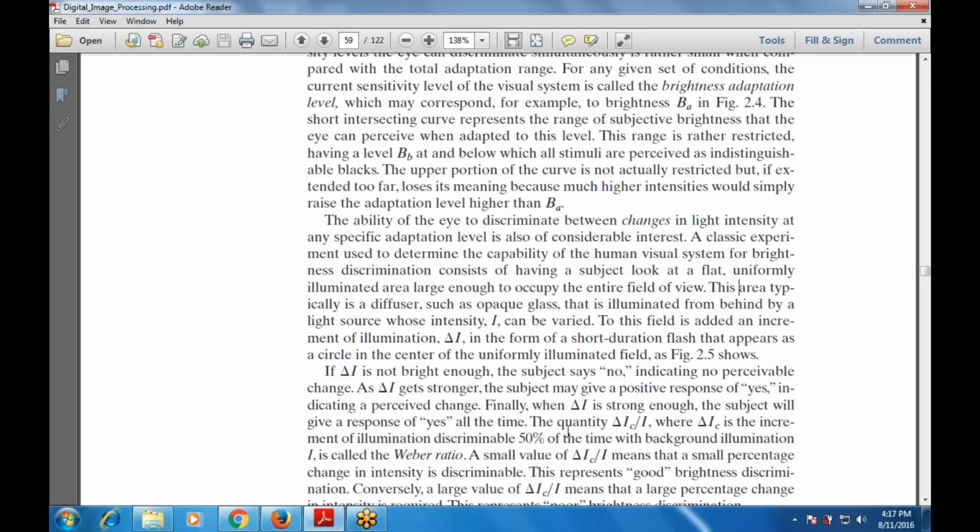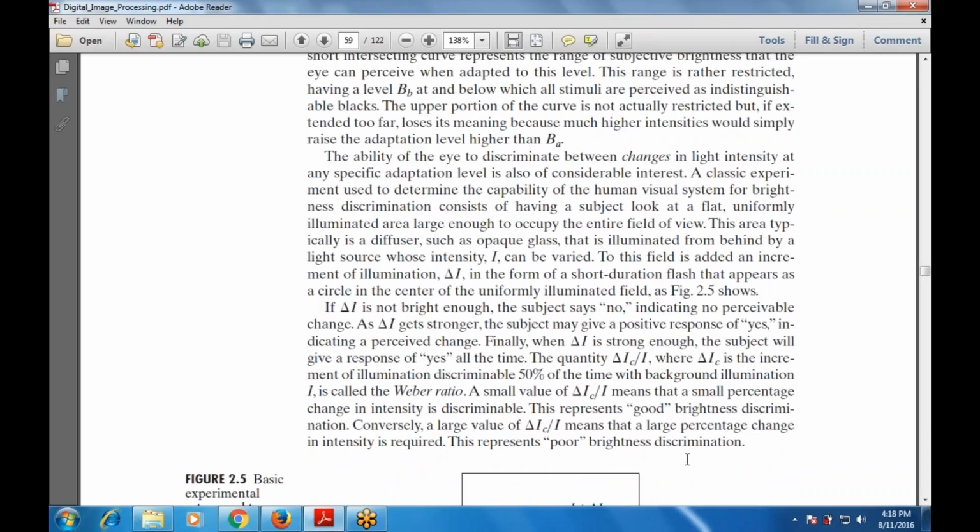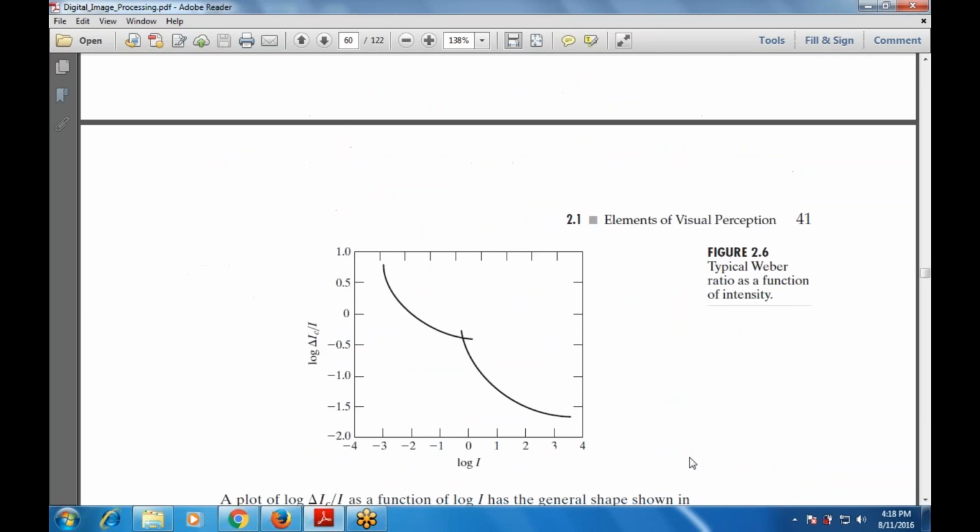Now, there are two terms if the delta I is not bright enough or if the delta I gets stronger. If that is not bright enough, the subject says no, that indicates no perceivable change. When the delta I gets stronger, the subject may give a positive response of yes, that indicates a perceived change. And there's a delta I_c, that is the increment of illumination discriminated 50% of the time with the background illumination, that is known as the Weber ratio. There is a Weber ratio concept that is used with the delta I and the I.